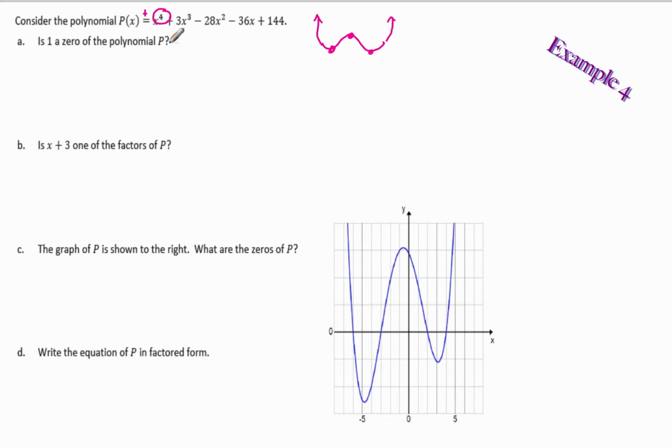Is 1 a zero of this polynomial? Well, now you have many weapons to figure out if 1 is a root. We can do the obvious. We can go to Desmos and we can graph it.